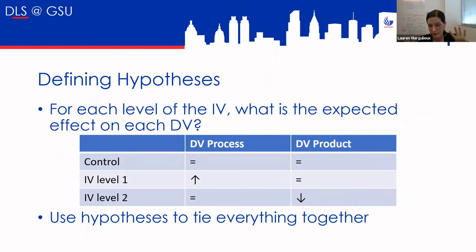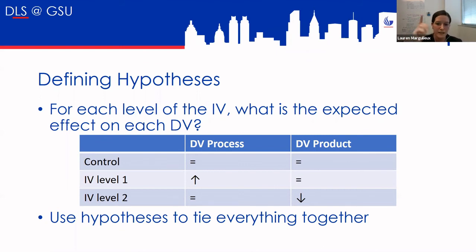And then this is my big thing, so this is where I'll end. There's maybe a couple of slides after this, but this is the important thing. After you have your independent variables and your dependent variables, you want to define your hypotheses. And I suggest you use a chart like this one that has each level of the independent variable and each dependent variable that you have.